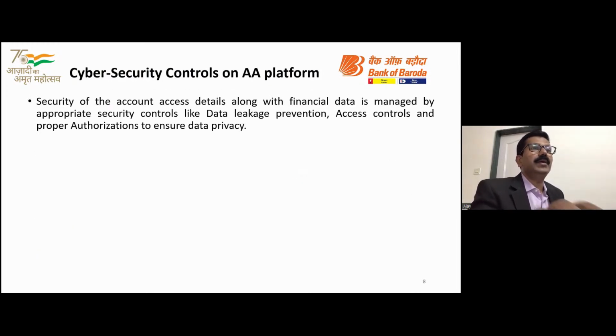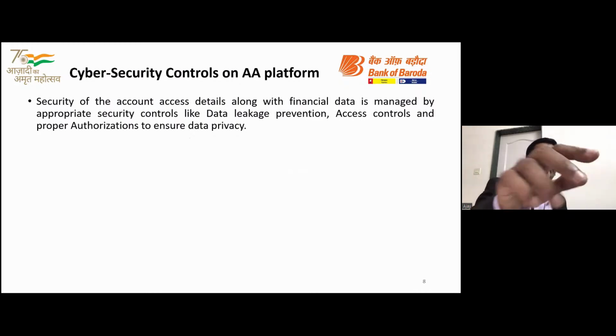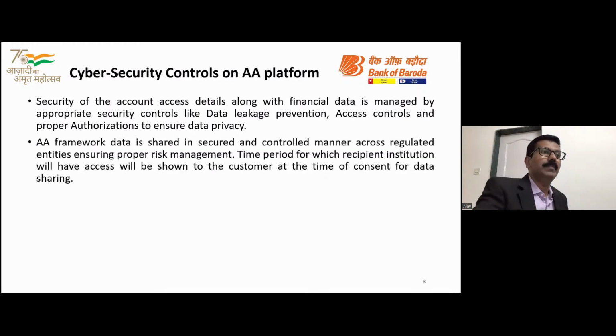So, cybersecurity controls in the AA platform. Like any other banking system, the AA system is also a highly protected environment. It has controls like data leakage prevention, access control, proper authentication, ensuring data privacy, etc. In the AA framework, data is shared in a secure and controlled manner across the regulated entities, ensuring proper risk management.